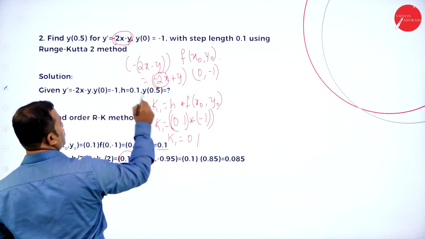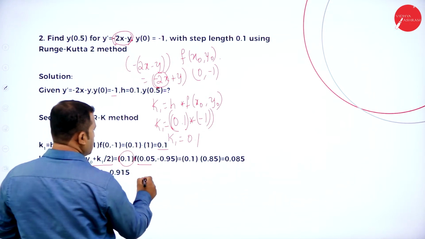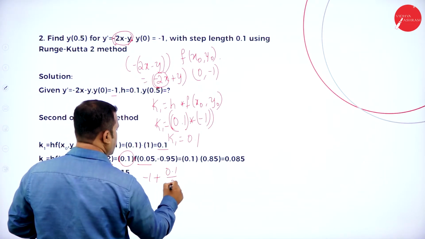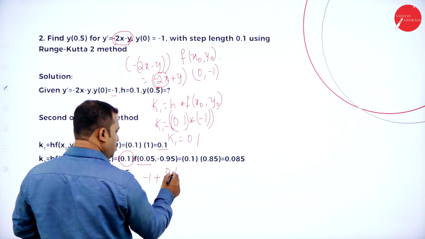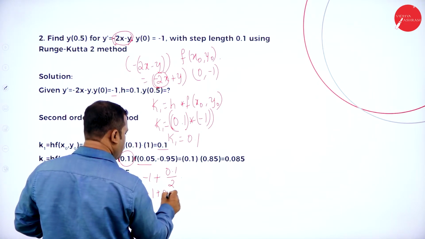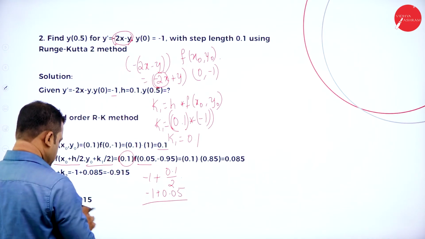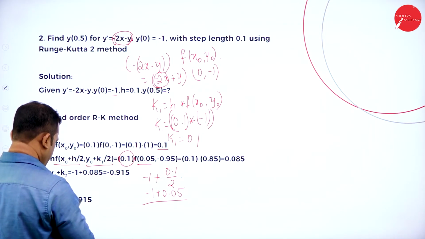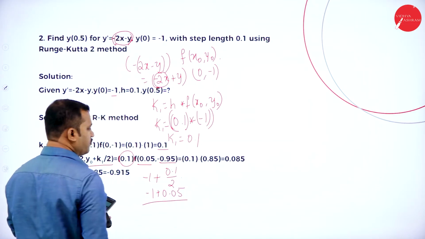y0 is what? That is minus 1. That means minus 1 plus what is the value of k1? 0.1 divided by 2. If I simplify this, we have this term here. This becomes 0.05. Minus 1 plus 0.05, that is equal to 0.95. Minus 0.95. Yes, we have got this.